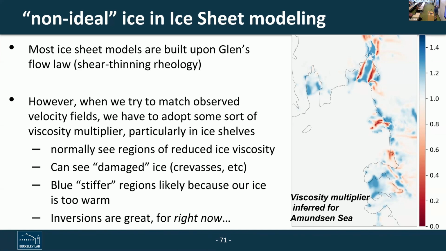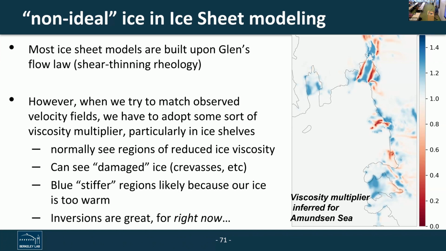I'll point out, you see a lot of blue here, especially in the center of the ice shelves. I think that's because our temperature field isn't cold enough, right? So this is a place where the observations are telling us our ice is not stiff enough. That's probably because the ice in our model is too warm. And so that's a nice reality check that this is what we have to do to match physics. And you can say, that's great. We can do this inversion. That's fine. We can just carry this thing around. We're good. But this is a snapshot, right?